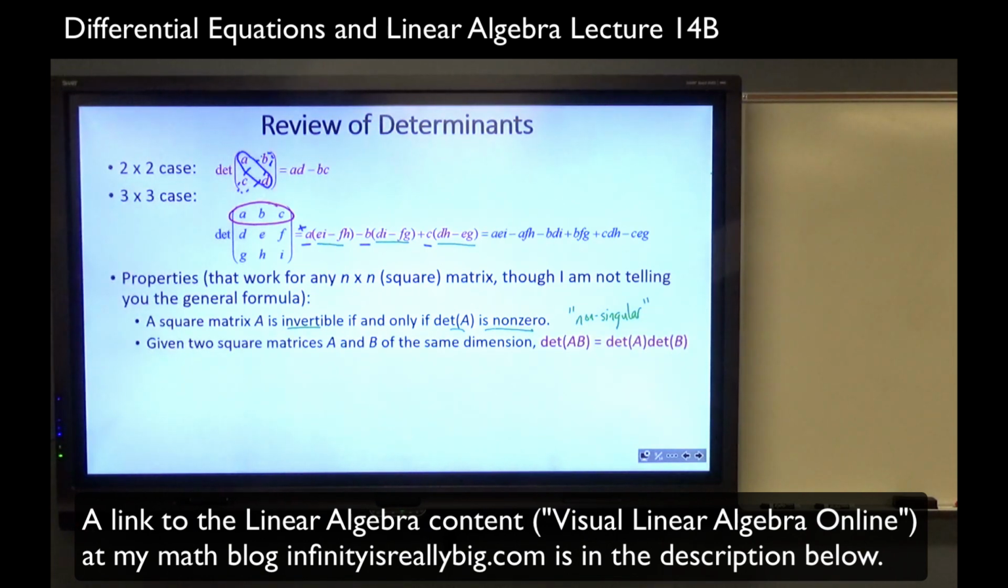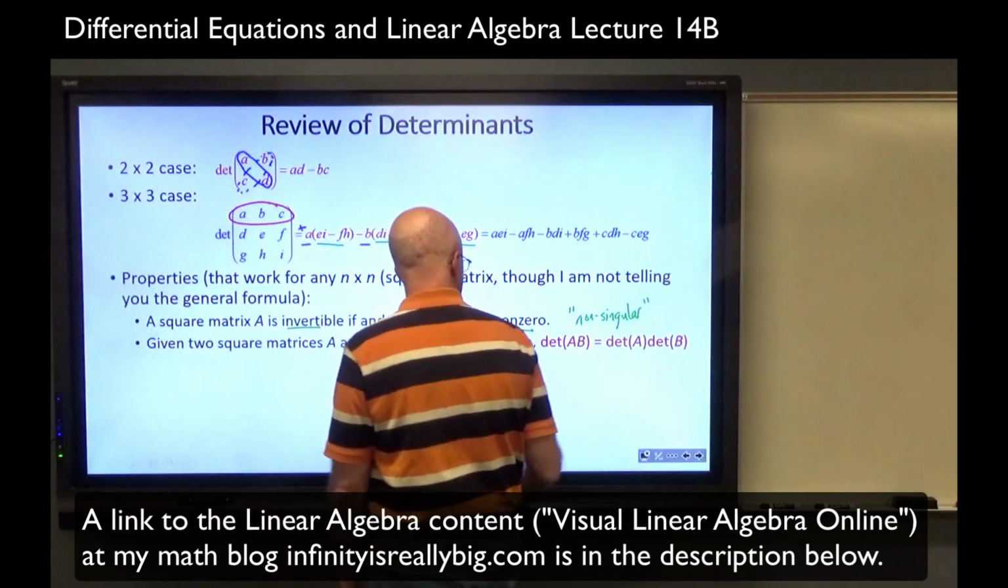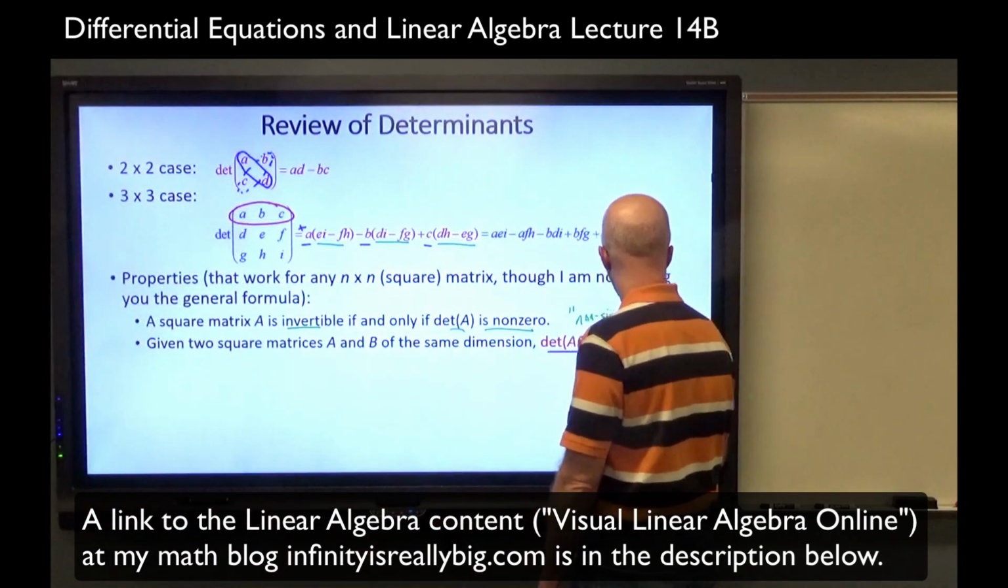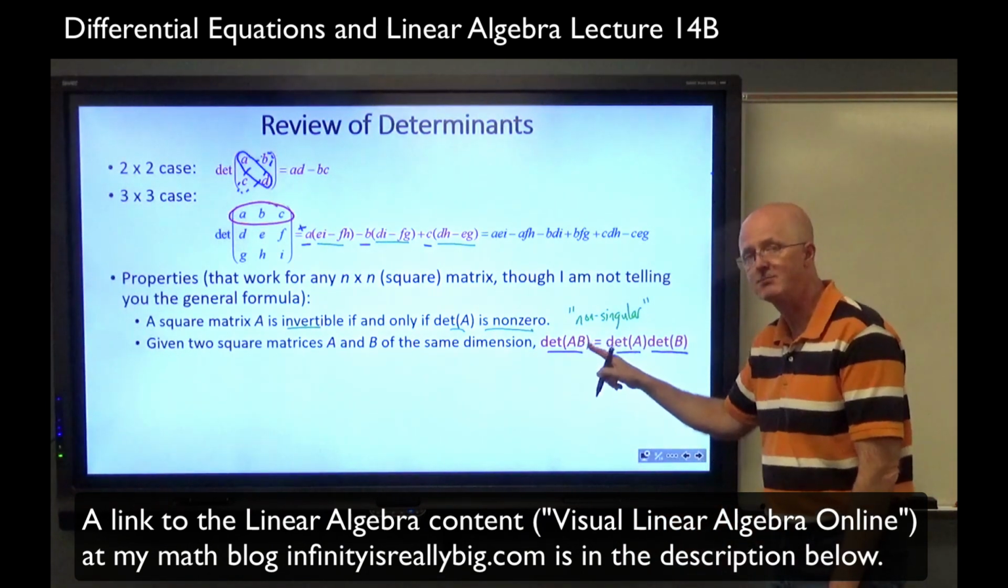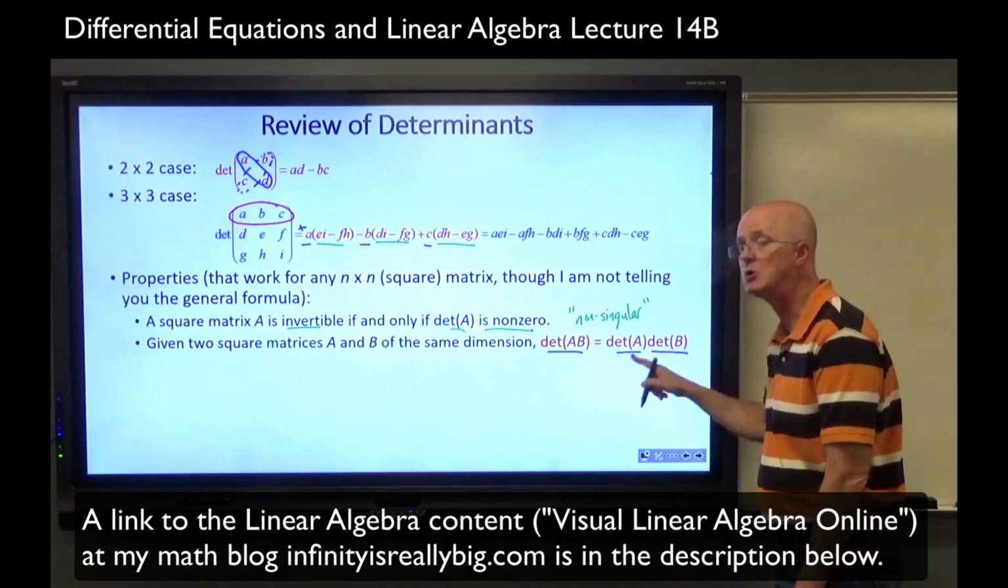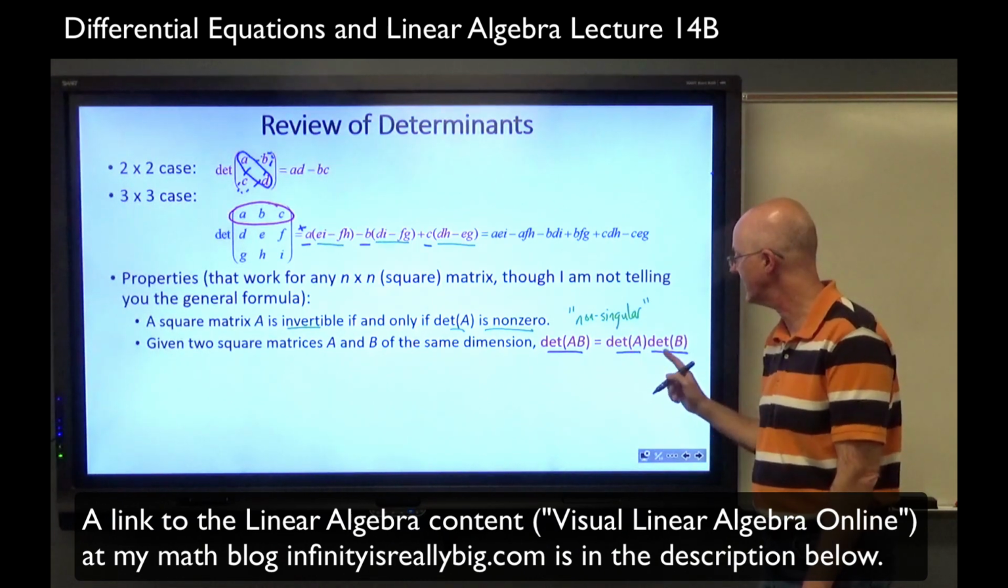Another fact: given two square matrices A and B of the same dimension so that you can actually multiply them, the determinant of A times B is the product of the determinant of A with the determinant of B. The determinant of this matrix product is the product of these two numbers. Determinant of A and determinant of B are numbers. I'm multiplying them here. I didn't put the dot in there. That's understood.